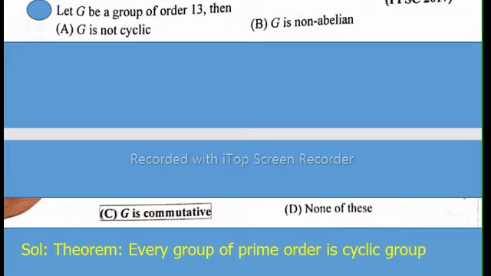Second theorem, that is every cyclic group is an abelian group. So option B, G is non-abelian, is false. Option C, that is G is commutative. So option C is correct, which is the required solution.